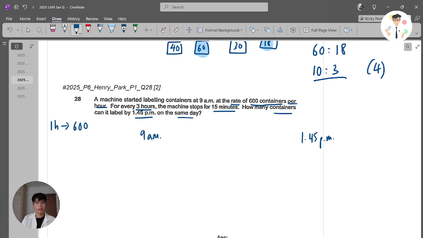Now, you see, 9 a.m., after 3 hours, 10, 11, 12. So it'll be 12 p.m., right? Or 12 noon.